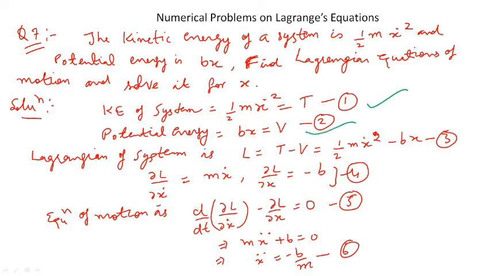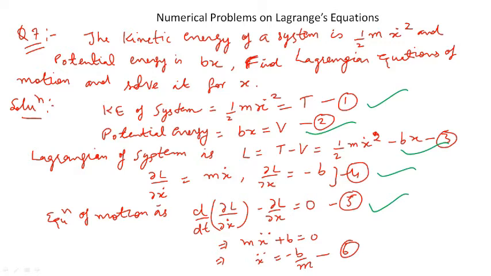Let us say it is equation number 2. Now the Lagrangian of the system will be T minus V, so it will be 1 by 2 m x dot square minus bx. Let us say it is equation number 3. Here x is the generalized coordinate, so we will find del L over del x dot and del L over del x. Let us say these are equation number 4. So our Lagrangian equation of motion will be d over dt del L over del x dot minus del L over del x equal to 0. Let us say it is equation number 5.